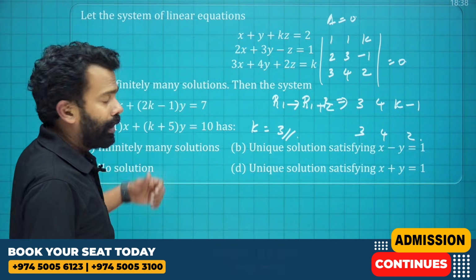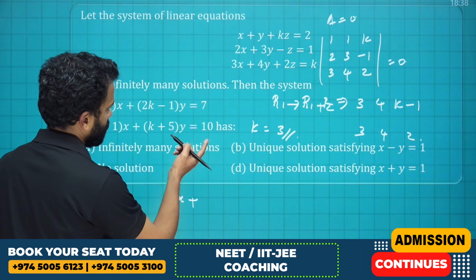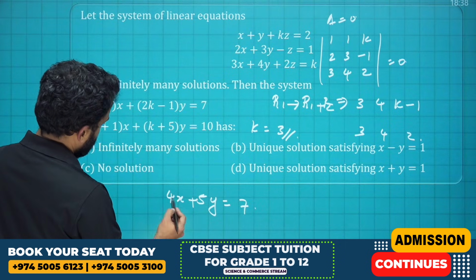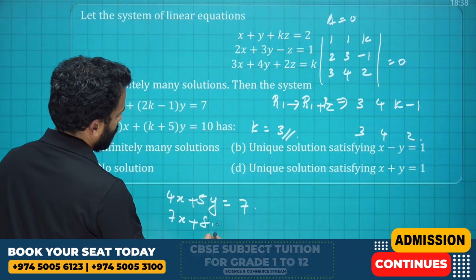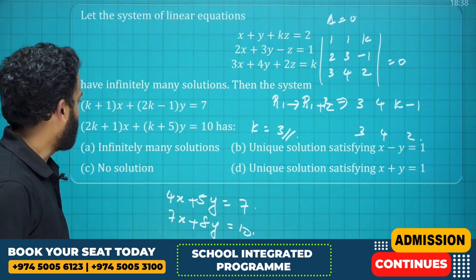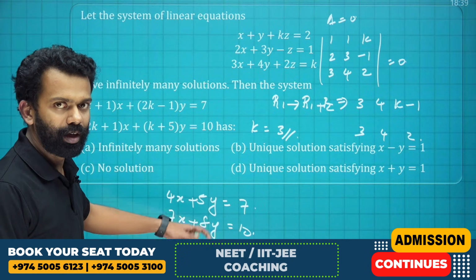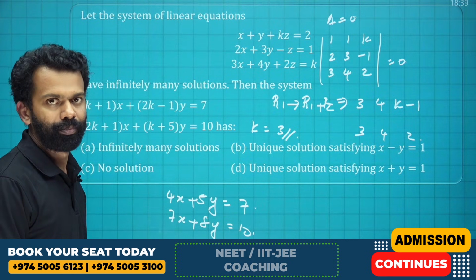Substitute the value of k here and you will get (k plus 1)x, that means 4x plus 6 minus 1, 5y is equal to 7, and 7x plus 8y is equal to 10. The question is over. And you need to find the nature of these equations, right? How will you find the nature of these equations? It's very easy. Within one step, you will get the nature of these equations.